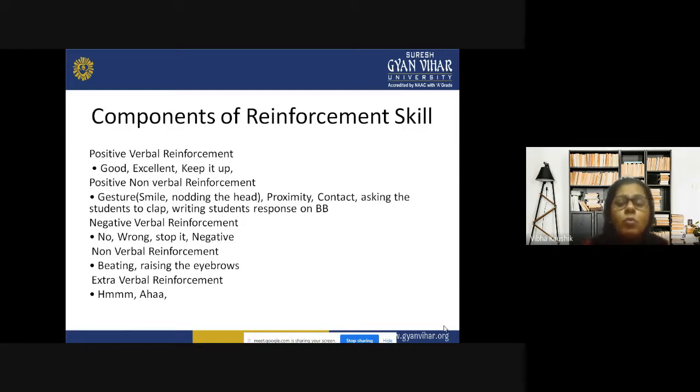Now, components of the reinforcement skill: positive verbal reinforcement. The teacher can use words like good, excellent, keep it up. Positive non-verbal reinforcement: gestures, which means smiling, nodding the head, proximity, contact, engaging the students to clap, writing students' responses on the board. Negative verbal reinforcement: no, wrong, stop it are the negative reinforcement. Negative non-verbal reinforcement can also be given by the teacher.